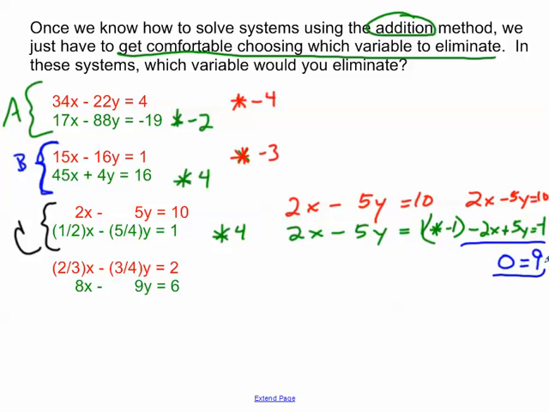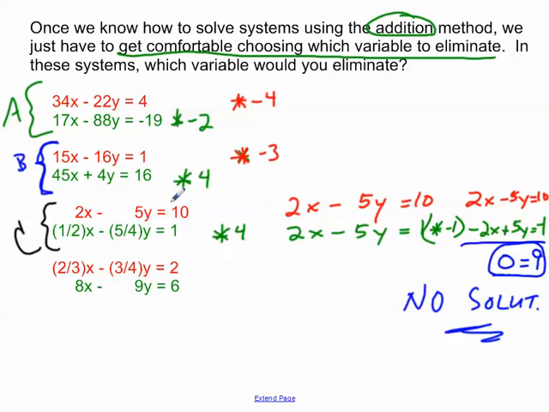Yikes, what happened there? Well, if we remember back to our substitution method, if you get something like this, 0 equals 9, that means that there's no solution. No solution. So before we actually jump to that conclusion, I would probably say, you know what, let's double check.